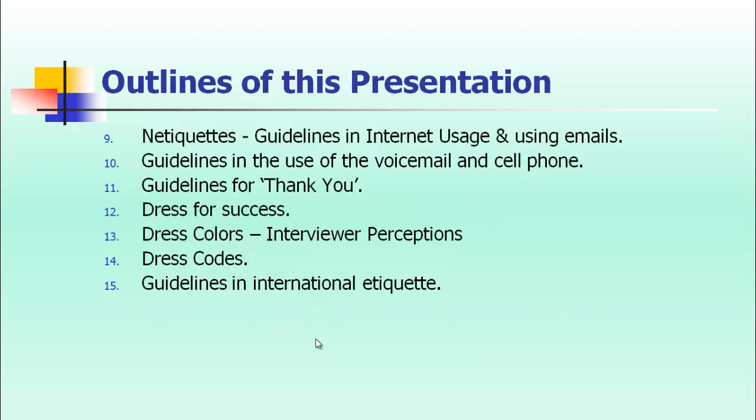Okay, so let's move on to the next slide. Here the outline is continuing. Next we'll be seeing netiquette, that is, the guidelines in internet usage and using emails. So that we call netiquette. There are certain rules which we follow with respect to internet usage and when writing email, so that will be covered. Then the next is guidelines in the use of voicemail and cell phone. The 11th point is guidelines for the thank you, and the 12th is dress for success, how to dress up, as part of business etiquette.